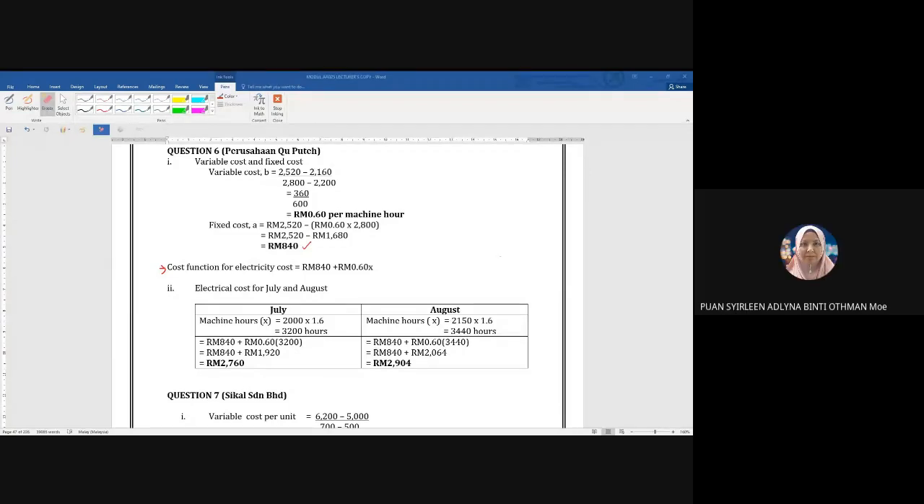Okay, jawapan nombor 6 sama dengan jawapan madam. Sama.